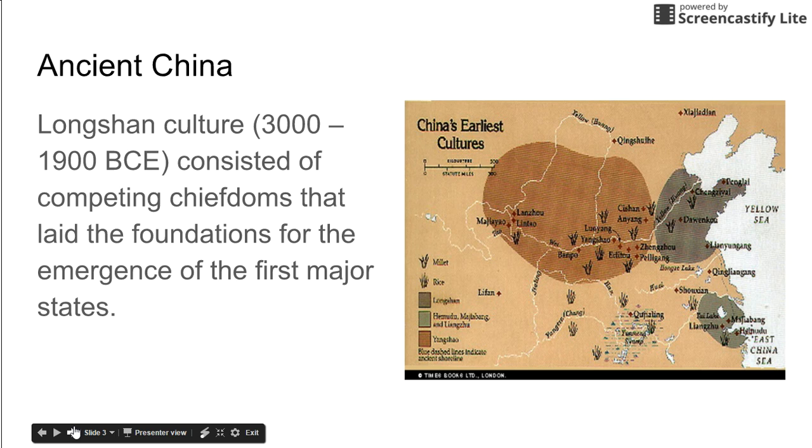The earliest Chinese culture known, the Longshan culture, which existed between approximately 3000 and 1900 BCE, consisted of competing chiefdoms that laid the foundations for the emergence of the first major states. And here's a map of ancient China showing you where areas of civilization began during that period.